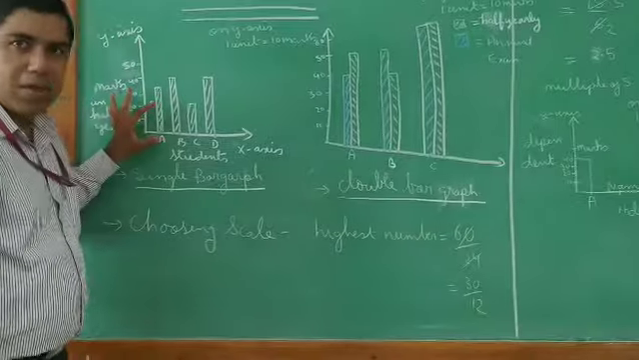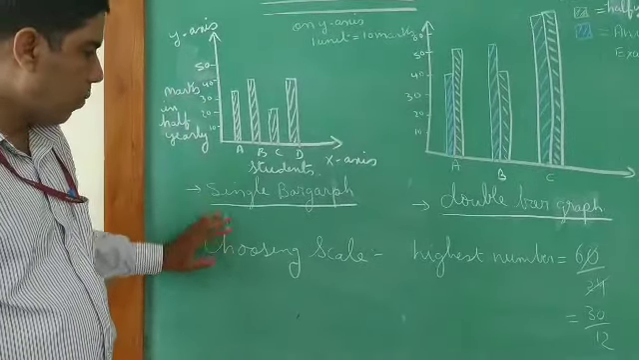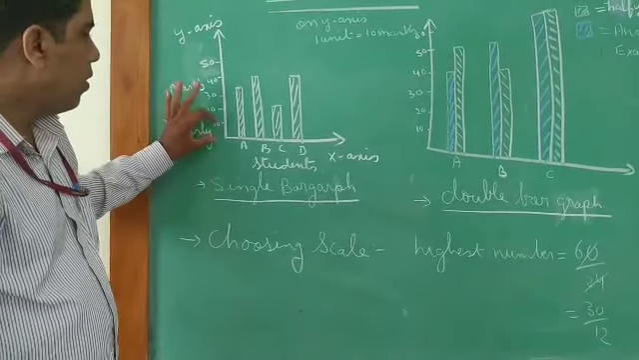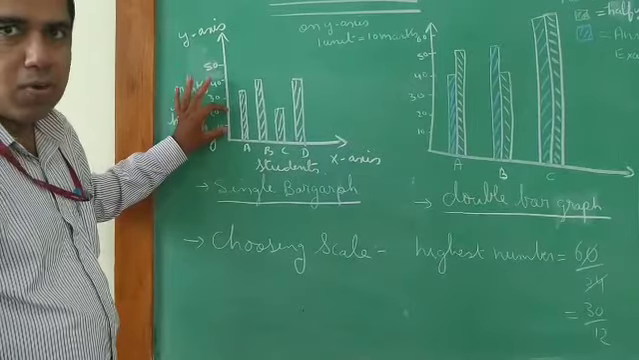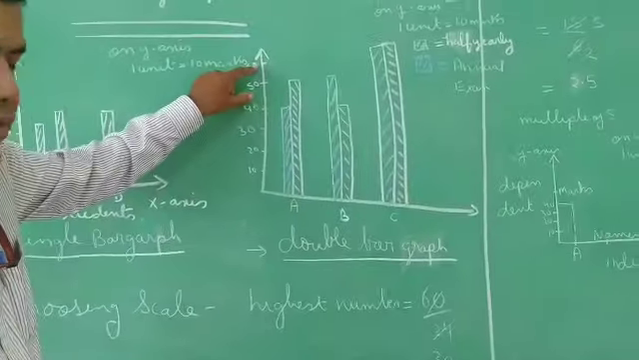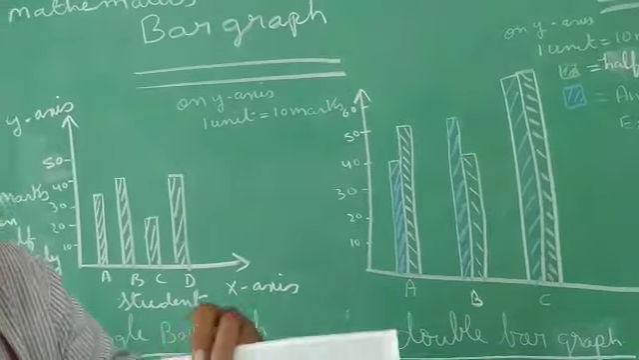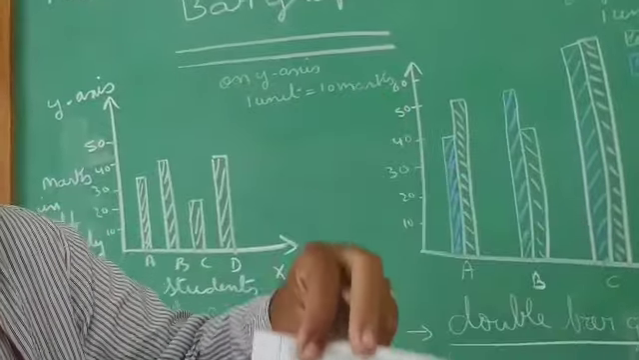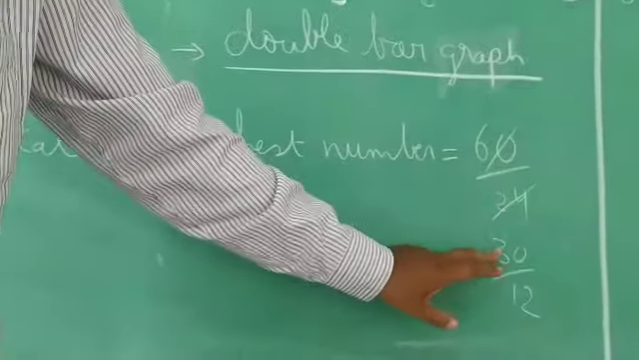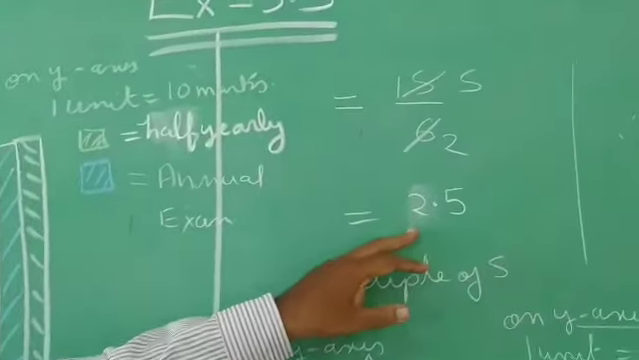Here we are seeing only the individual marks. But now I am going to come to the next topic: choosing a scale. How to select this scale? Is it 10 or 20, what to take? So we will see the highest number. You can see here the highest number is 60, and the length of this scale in the bar graph is 24. So I divide 60 by 24. It comes to 30 by 12, and on simplification, it comes to 2.5.